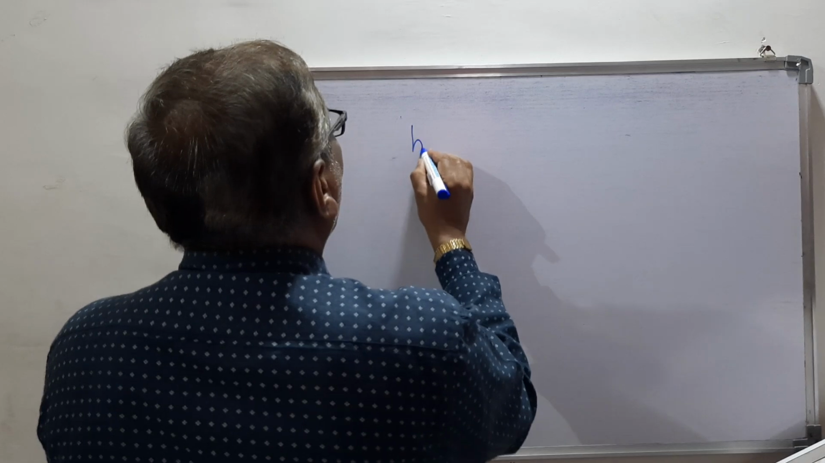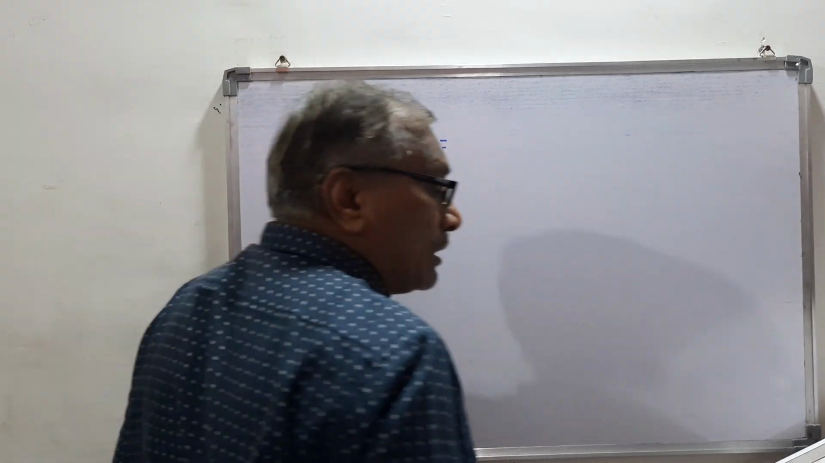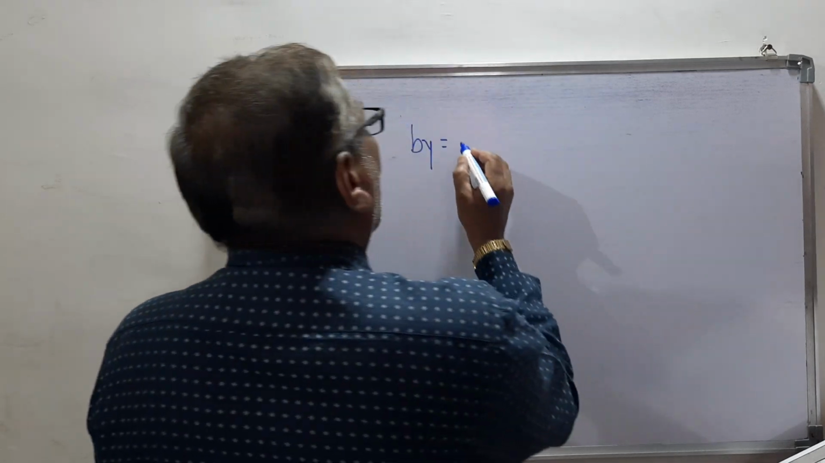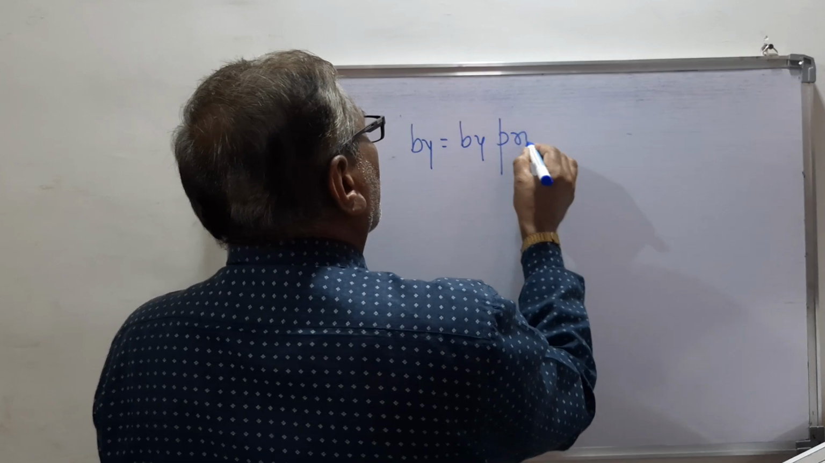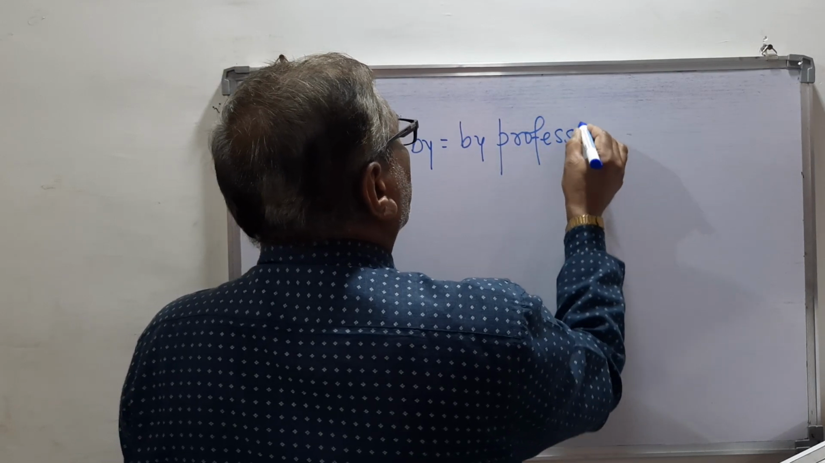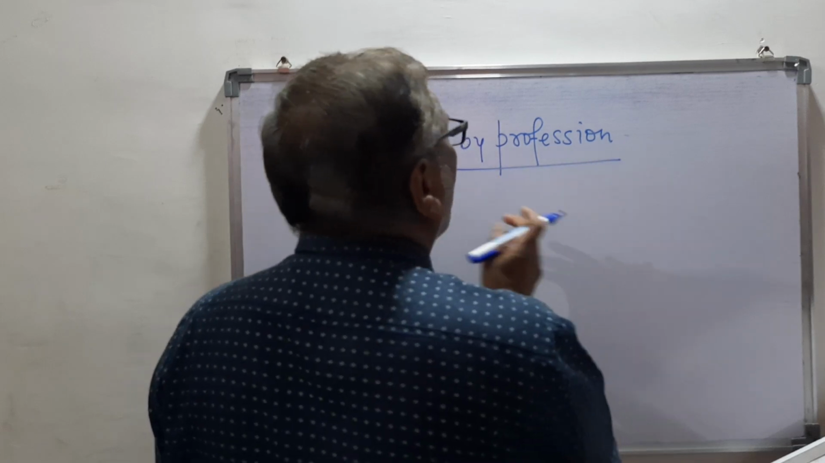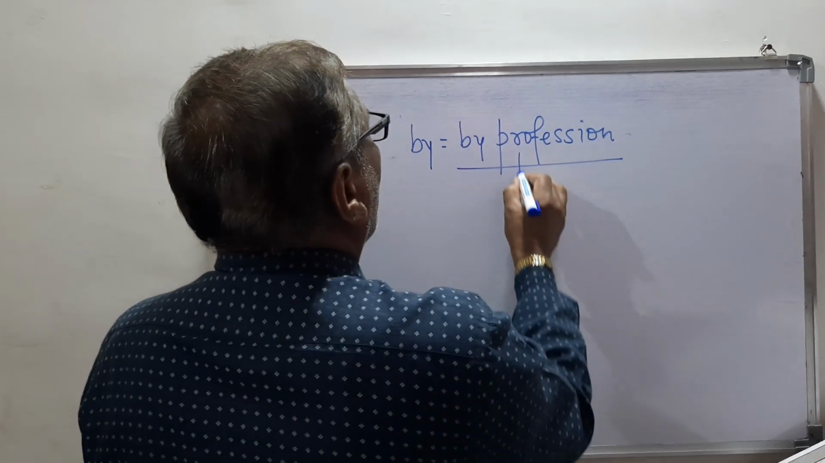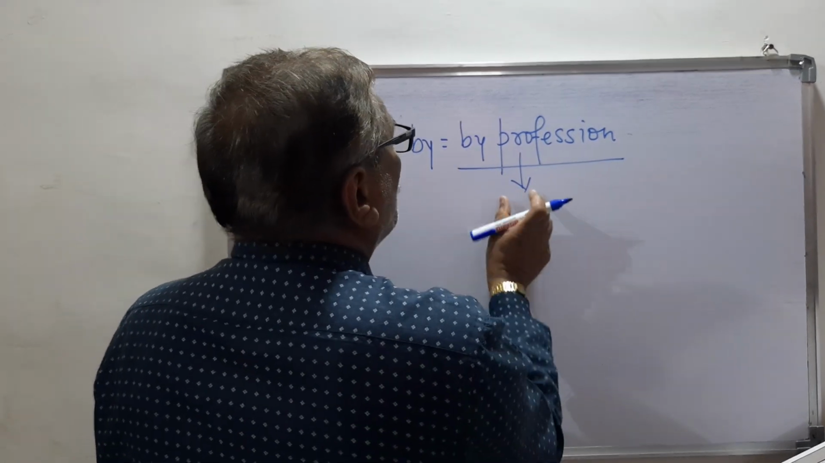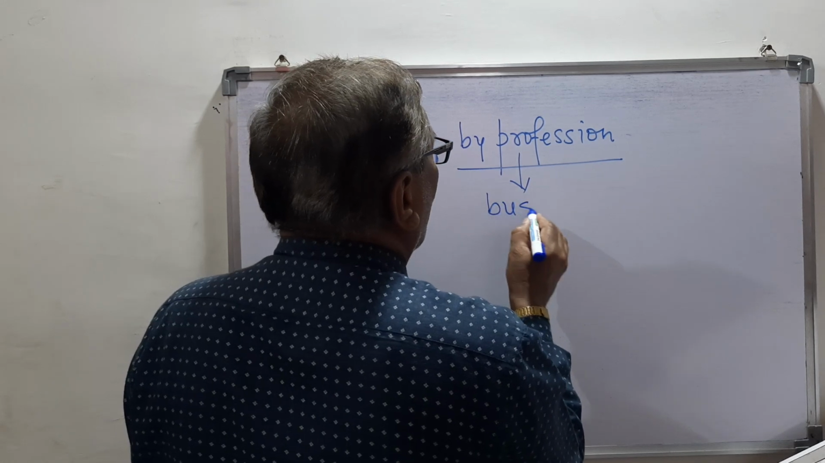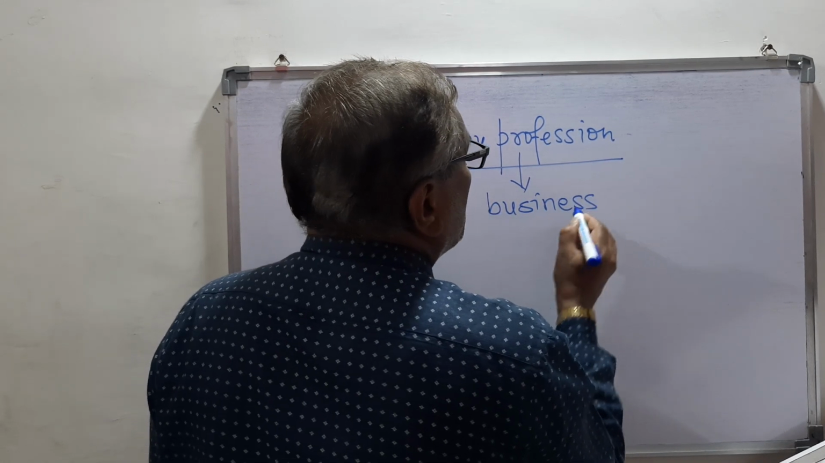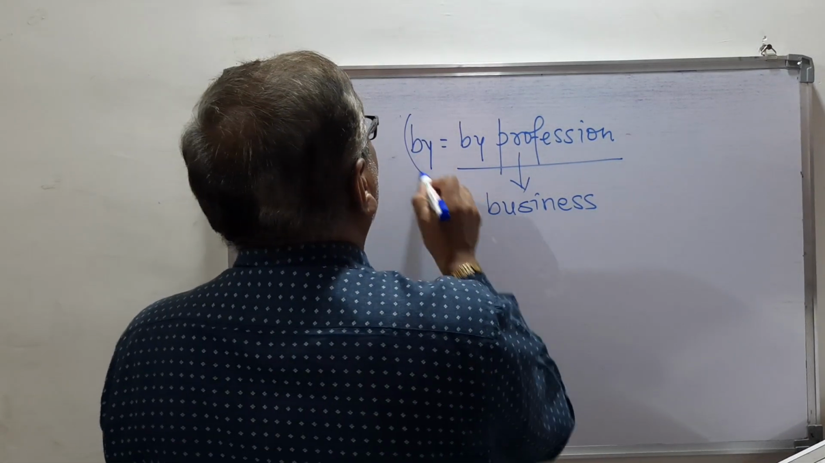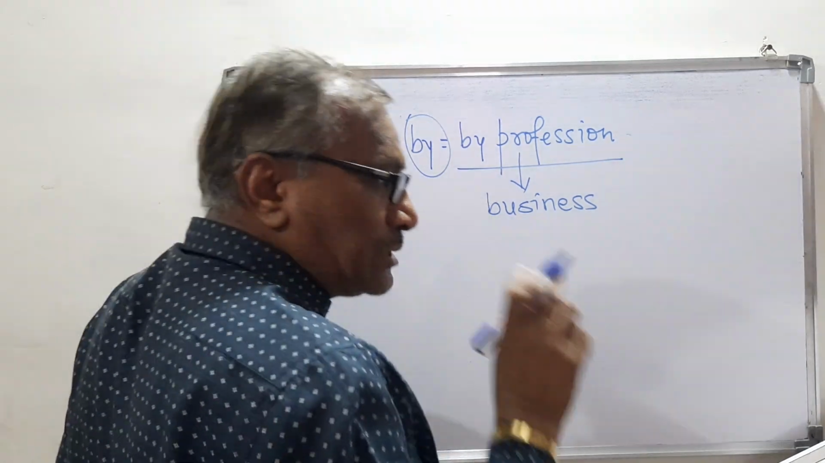Now by is the preposition, and the meaning is by profession. Remember, by means what? By profession. By profession means what? Here this by shows the business. What business means? What is the business of that particular person is shown by this by.